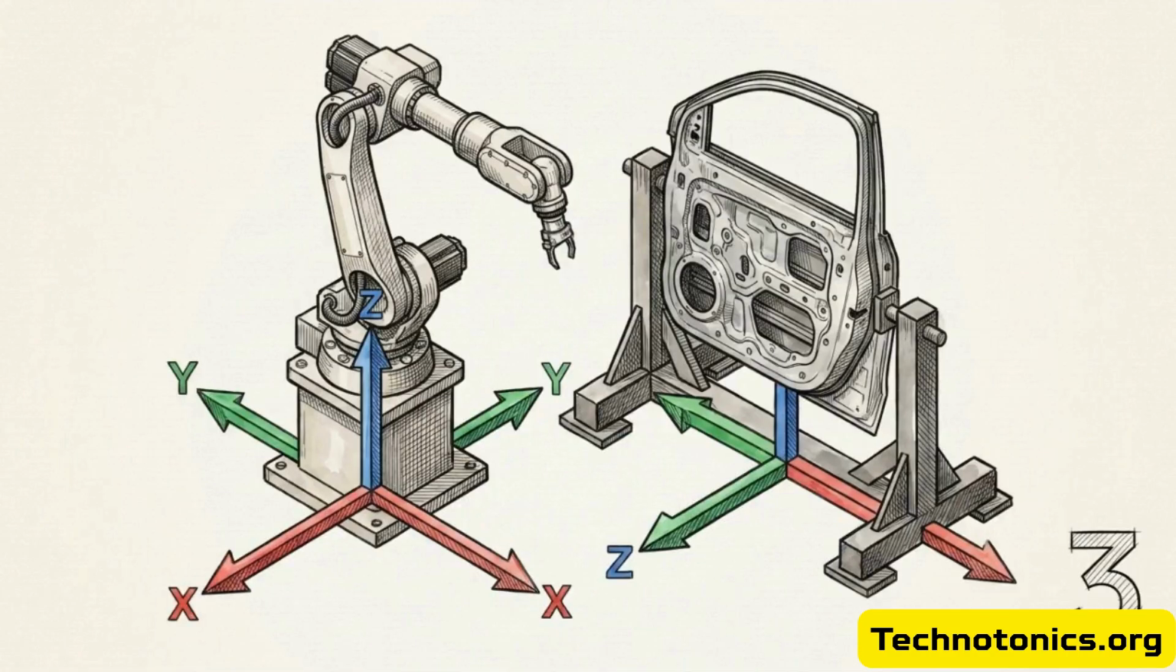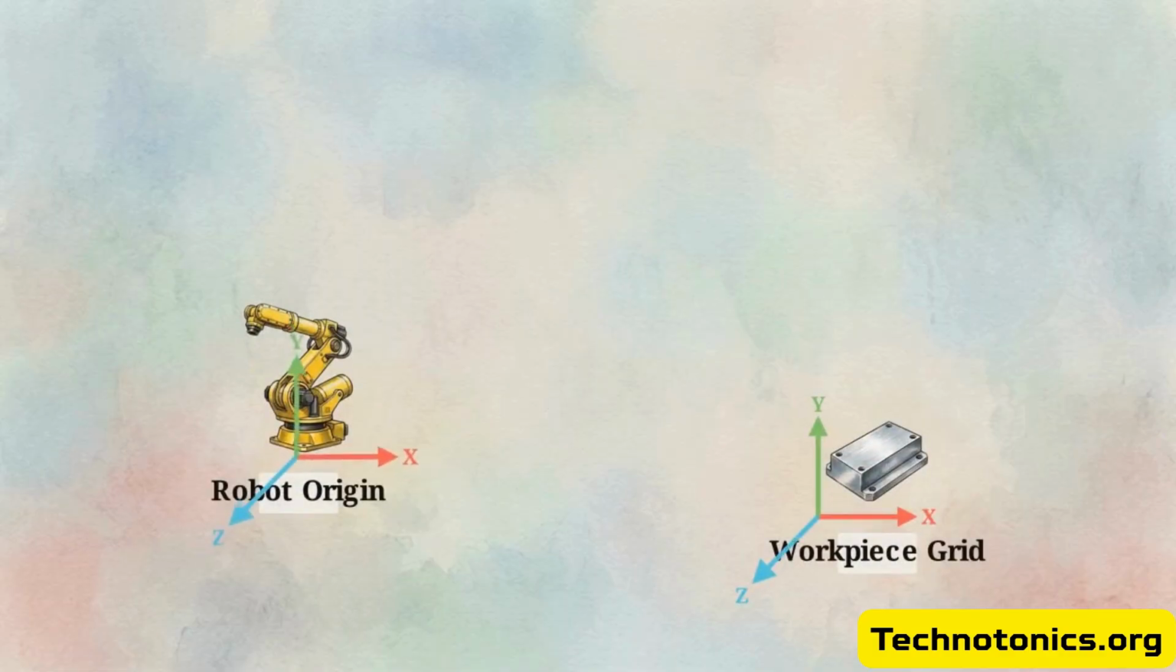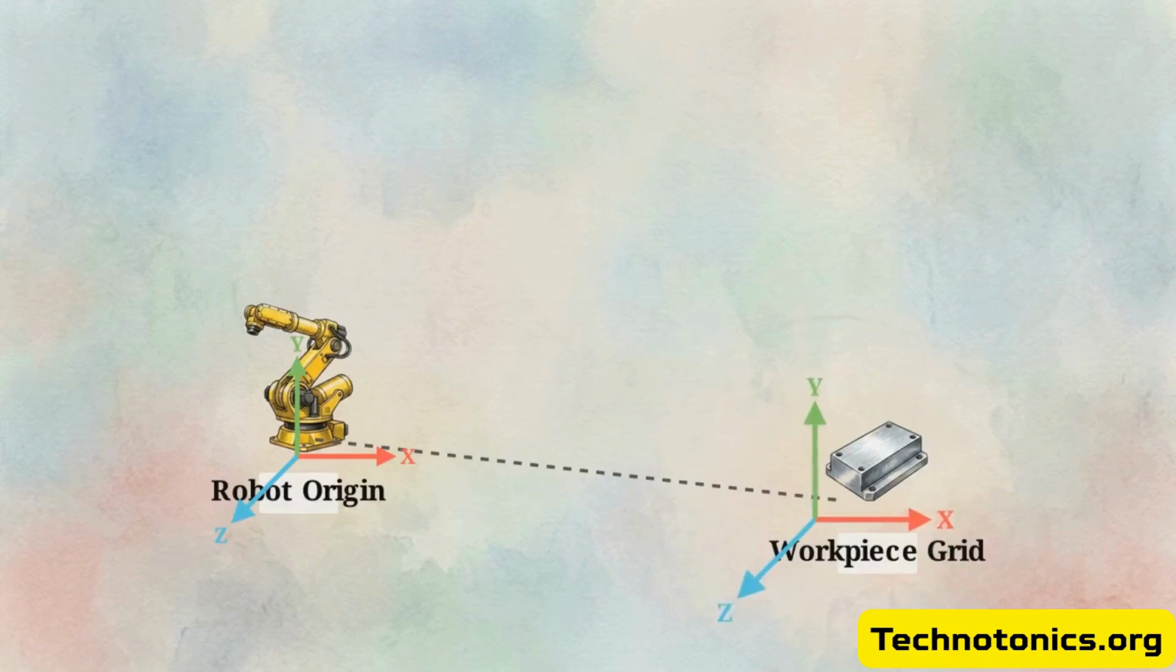Step 3 tackles spatial alignment using reference frames. A reference frame is simply the coordinate system that tells the robot where it is and where the workpiece is located in relation to it. You need to define these axes manually. Carefully snap the X, Y, and Z coordinate axes so the robot space aligns precisely with the coordinate grid of your workpiece. Immediately after adjusting these axes, run a slow, virtual test.